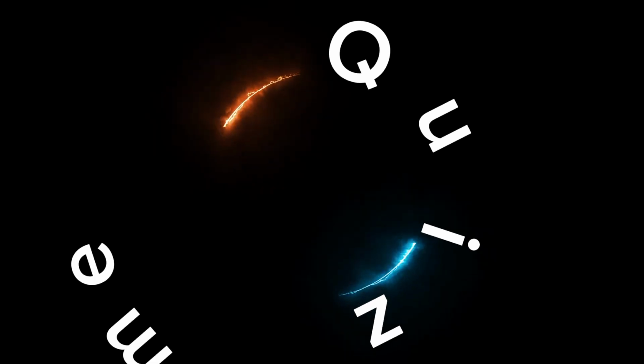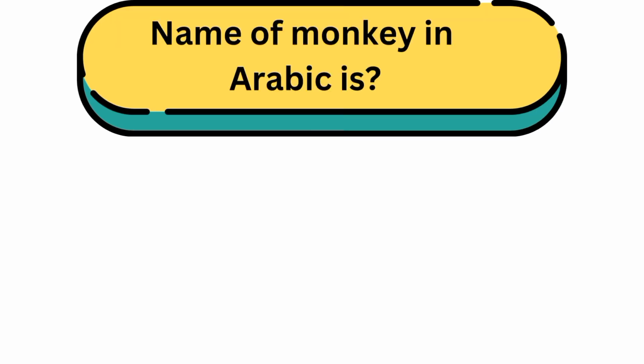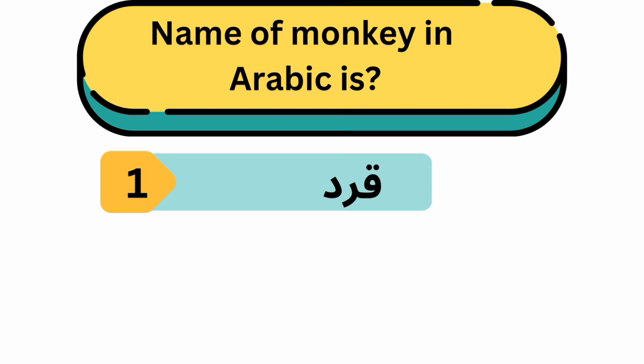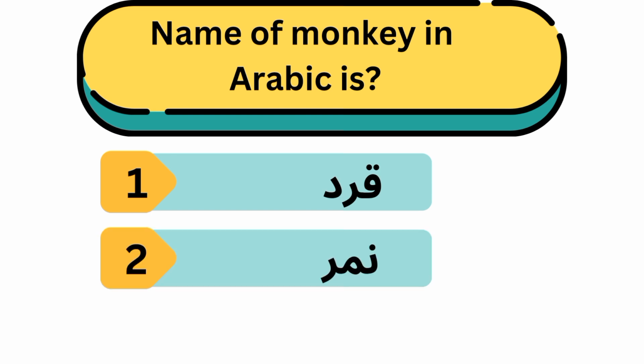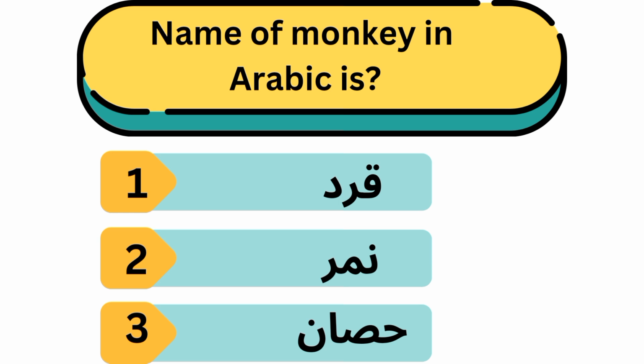Quiz time. Question number 1. Name of monkey in Arabic is Option 1, kird. Option 2, namir. Option 3, hisan. Correct answer is option 1, kird.